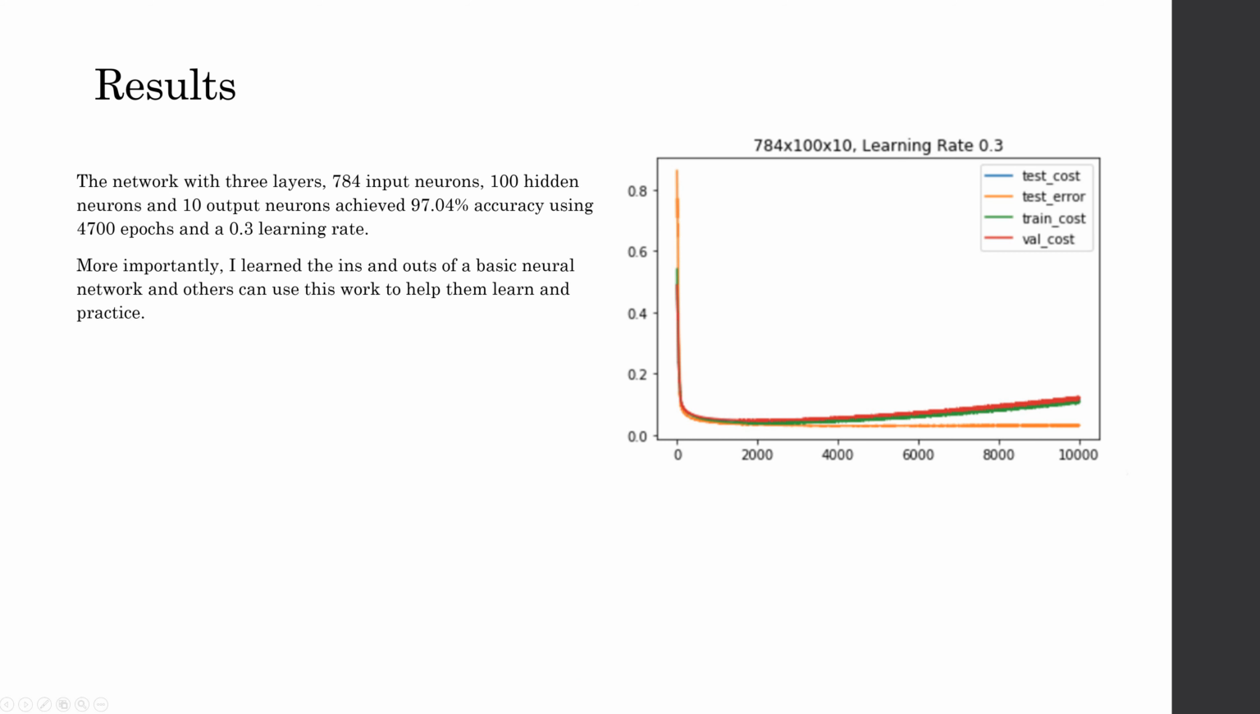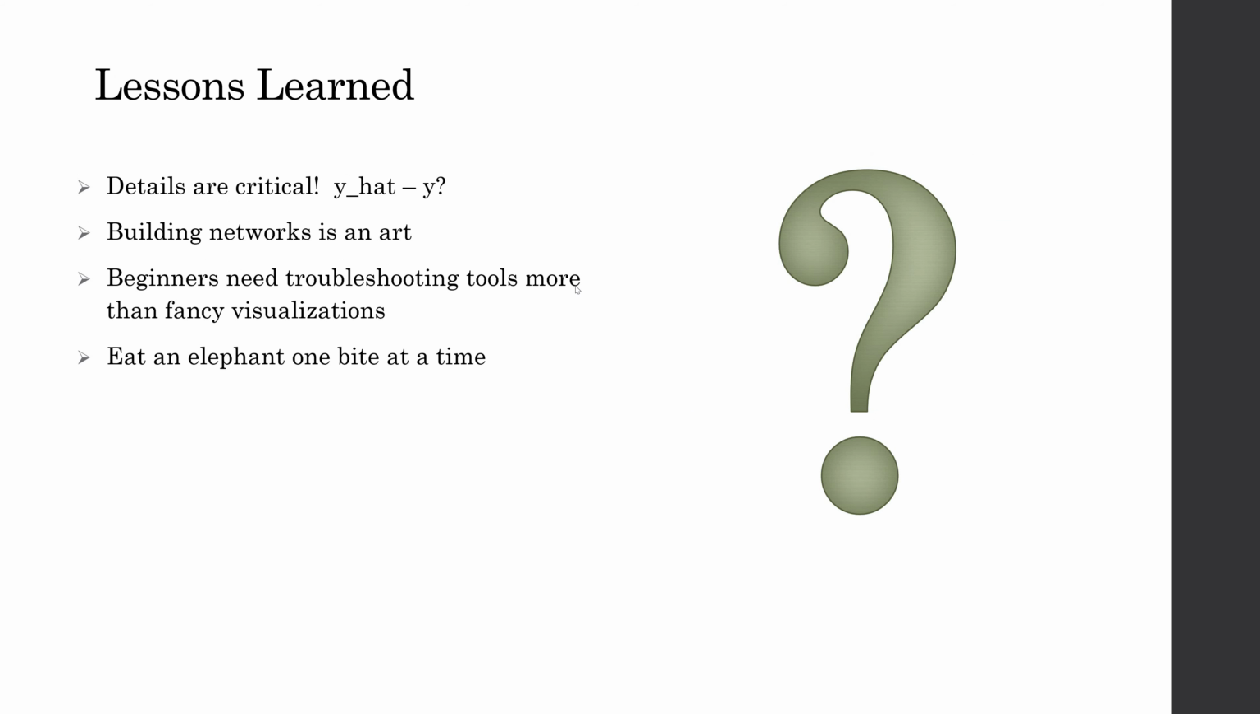So our results. Well, we achieved 97.04% accuracy using 4,700 epochs and a learning rate of 0.3. More importantly, I learned the ins and outs of neural networks, and others can use this work to help them learn and practice. I learned some lessons. Details are critical. The derivative of the quadratic cost function includes your predicted minus the actual, whereas your cost function itself is the actual minus predicted. When I started out, my cost was rising instead of falling.